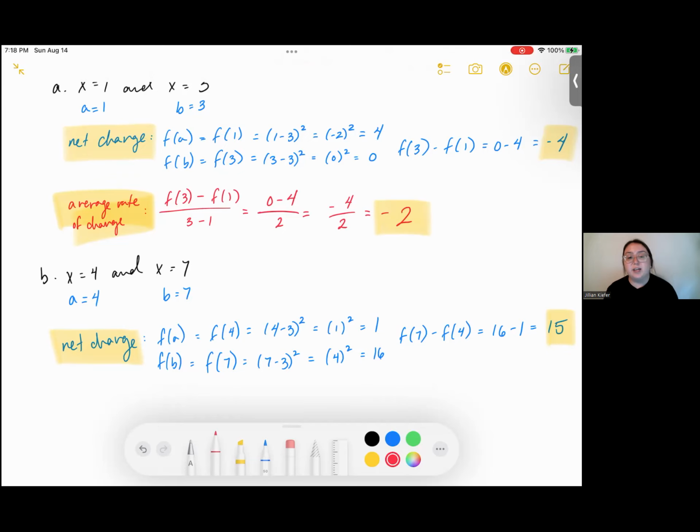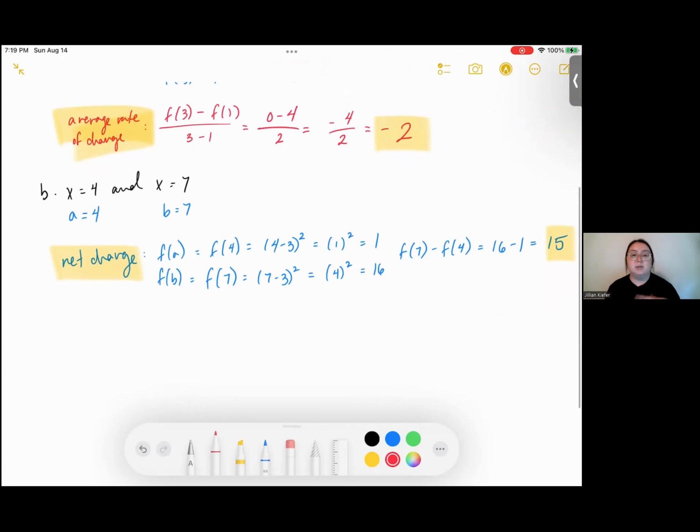So we saw before that if we picked the same format here, our answer for part A was -2. So we're going to go ahead and do both. We're going to show picking the same values as net change and then also picking opposite values to just show that it works either way. So this first one here, same as before, average rate of change. This is going to be f of 7 minus f of 4 divided by 7 minus 4.